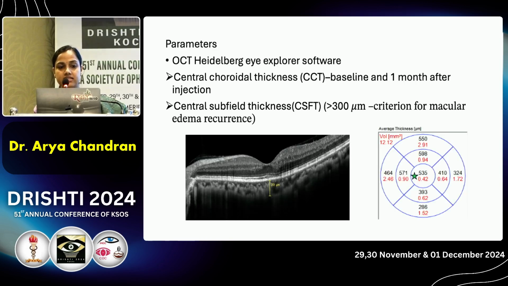And we have analyzed central choroidal thickness, baseline and 1 month after injection, by measuring manually at the fovea from the hyperreflective Bruch's membrane to the hyperreflective choroidoscleral interface using the OCT Heidelberg Eye Explorer software. Central subfield thickness is a circular area of 1 mm diameter centered on the center of the fovea, with this macular thickness provided as quantifiable data on the OCT software, which was measured every visit. CSFT more than 300 micrometers was taken as the criterion for macular edema recurrence.